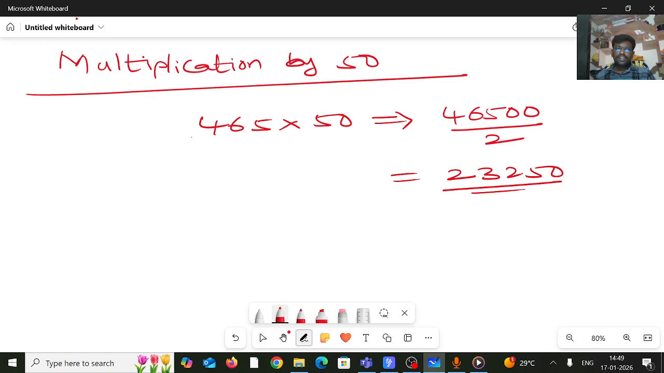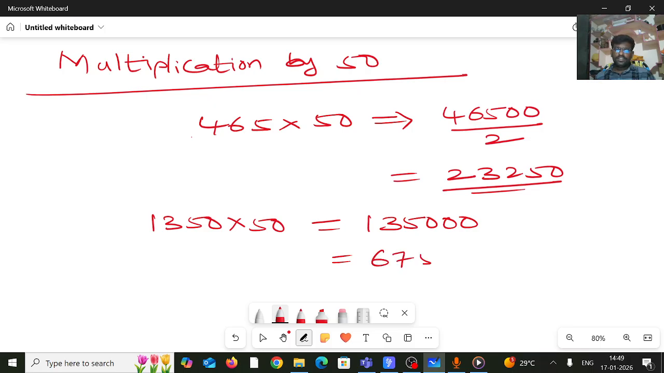Same procedure for bigger numbers also. 1350 into 50. Write down 3 zeros beside 1350 and find out the half of this number. 135 half, 130 half is 65, 5 half is 2.5, 675.